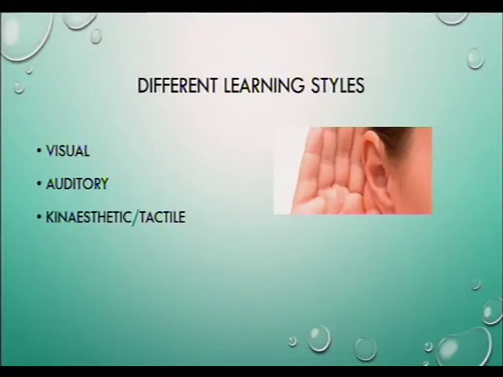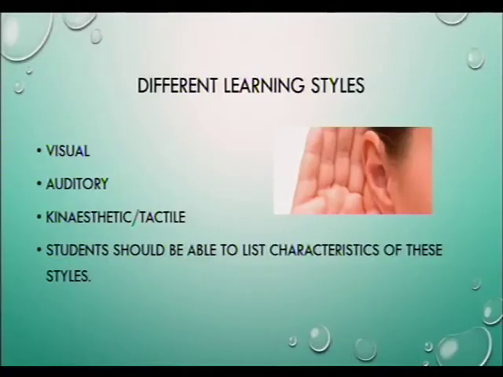So those are the ones that like to do experiments. They have to feel. You can take them out, let them play with mud, let them play with the counters. That is the way they learn better. So what is expected from you? Students should be able to list characteristics of these learning styles. How do I identify learners? How do these learners learn best?